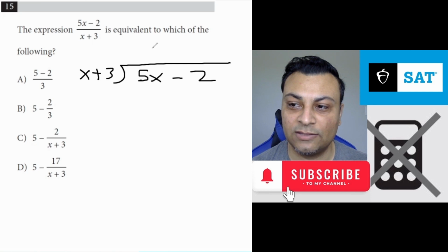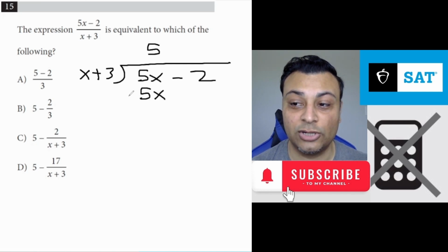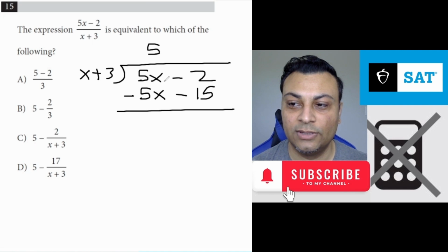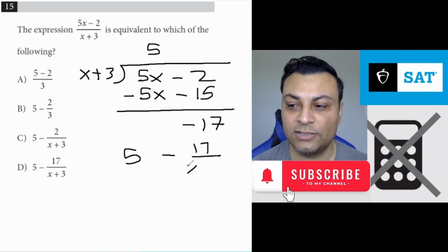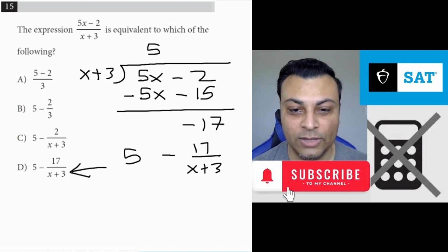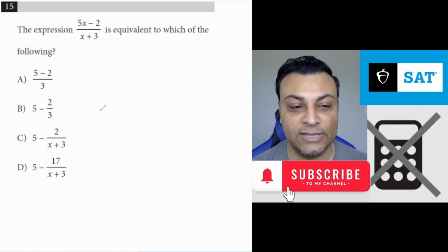5x divided by x is 5. 5 times x is 5x, where we're going to subtract it later. 5 times 3 is 15, but we're going to subtract it later. You end up with negative 17 as a remainder. So the final answer is 5 minus 17 over x plus 3, which is choice D. That's one way.